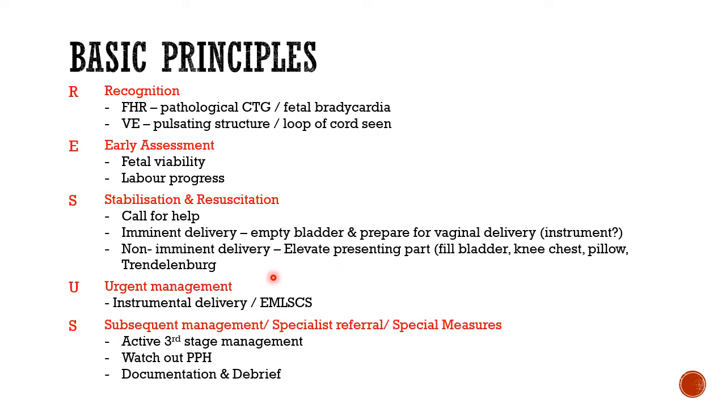So for urgent management, you aim for delivery, either instrumental delivery or cesarean section. It's a category 1 cesarean section. For subsequent management or special measures, you need to actively manage the third stage. You also need to watch out for PPH. Why? Because, as you can see, the risk factors for cord prolapse, for example polyhydramnios, are actually risk factors for PPH as well. Last but not least, you need to document, and you also need to debrief the family members, the patient, and also your team.